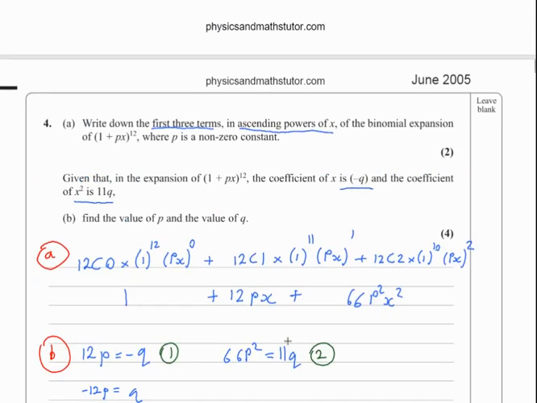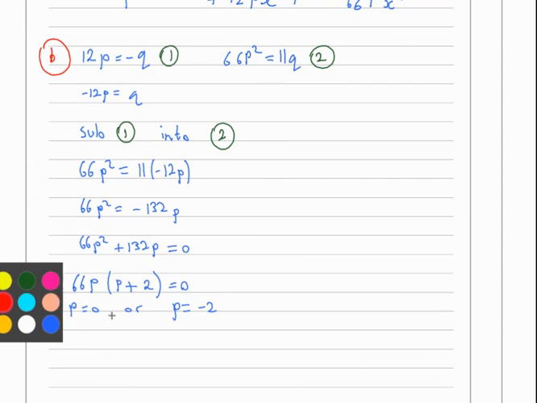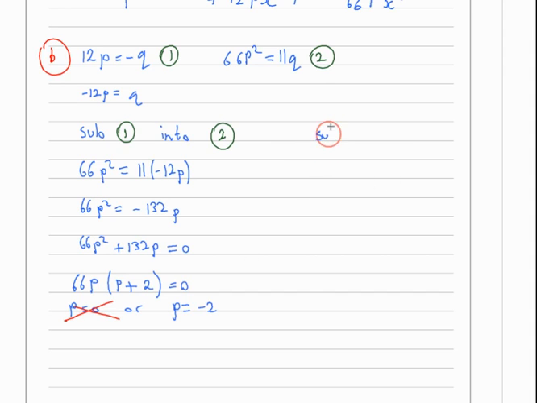But we need to read the question. It says p is a non-zero constant. So we've got to be careful there. So in actual fact, we can ignore this part and we can just say that p is equal to minus 2. Okay, now we are going to sub p equals minus 2 into equation 1. So we have minus 12 lots of minus 2 is equal to q.